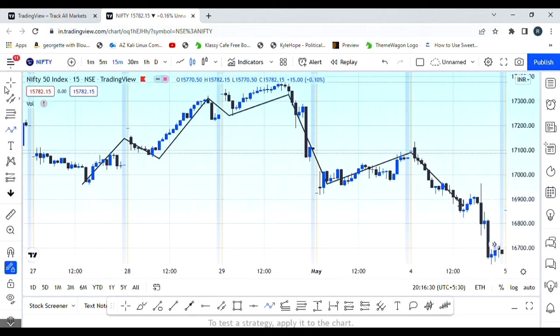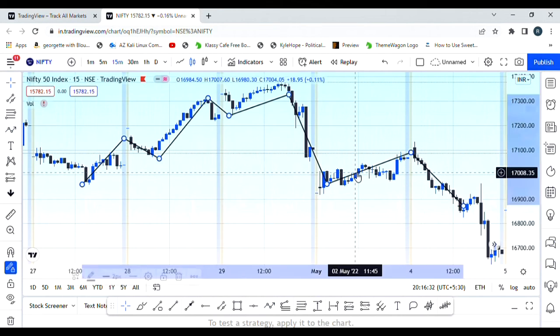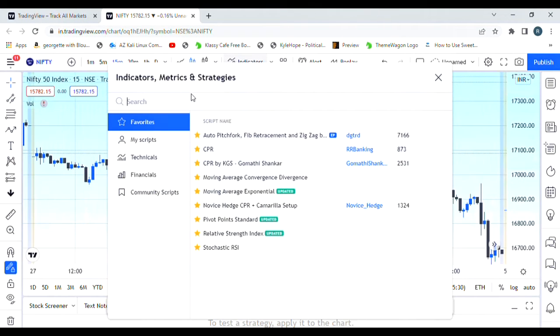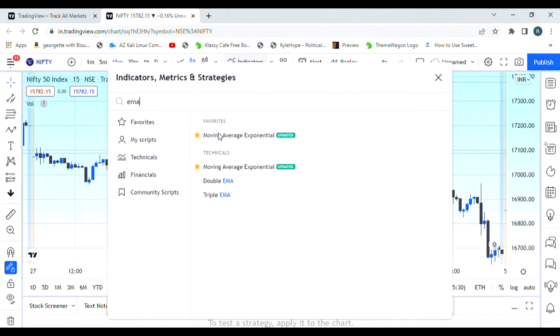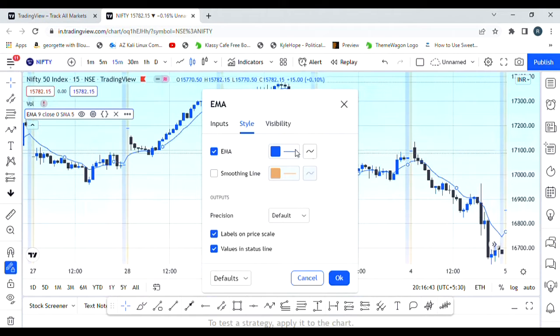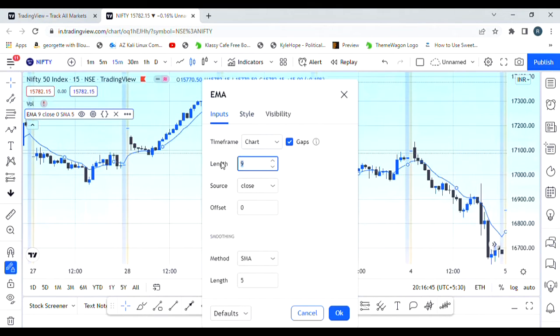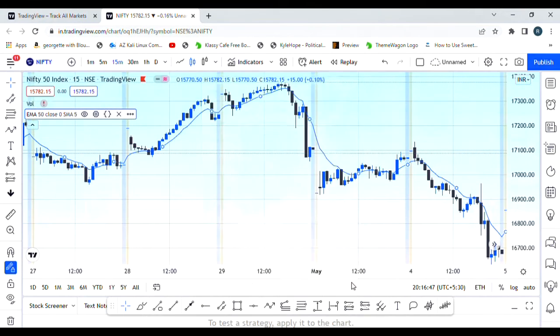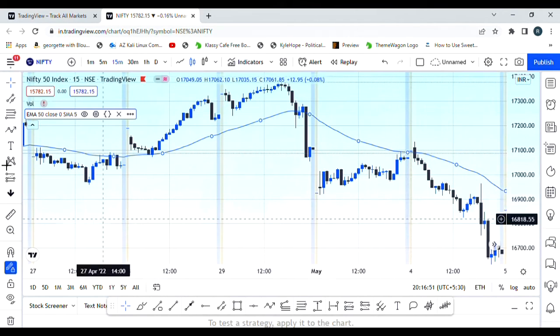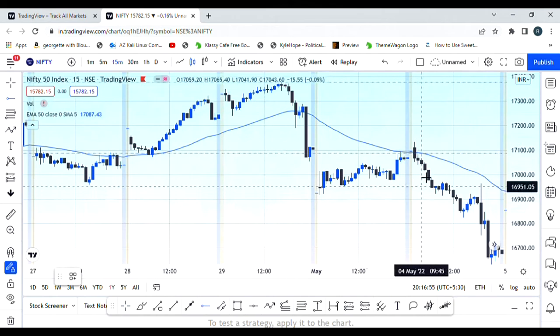a downtrend for some time. If you are confused about how to identify the trend, just click on indicator and add EMA, and here go to input and set the value to 50. Okay, so the market is supposedly in a downtrend. So let's go for support and resistance.